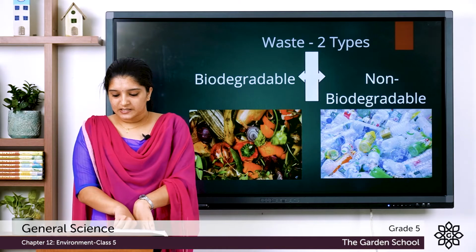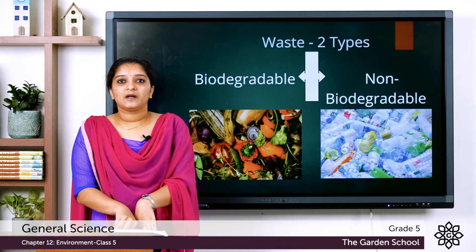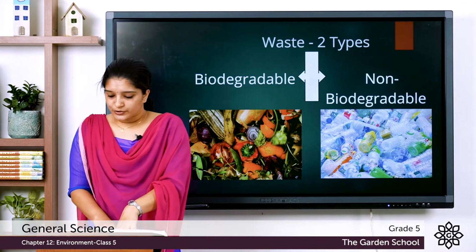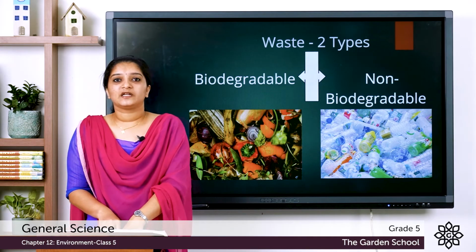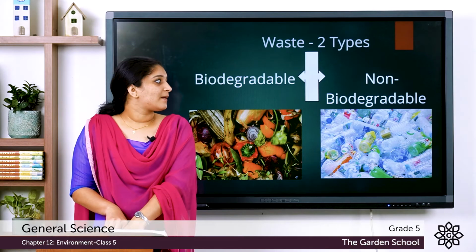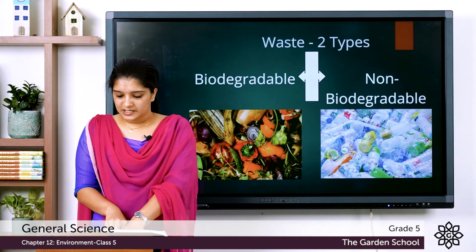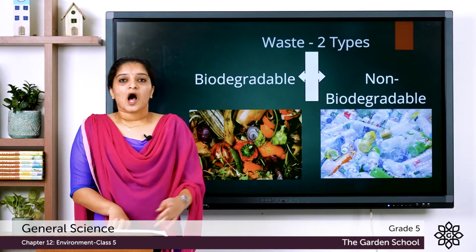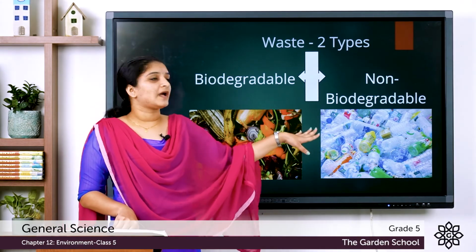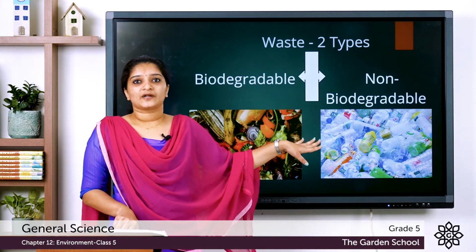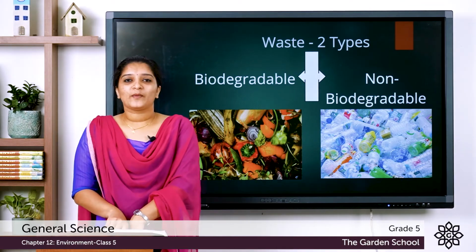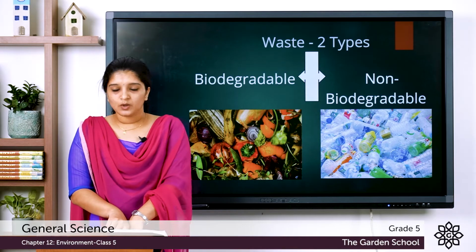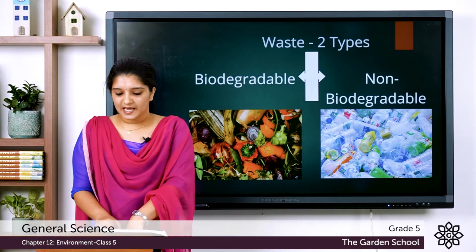Biodegradable waste materials break down naturally and become a part of the soil, while non-biodegradable materials do not degrade easily and they remain in the soil for many years. Examples of non-biodegradable waste materials include plastics, glasses and ceramics. Out of these two types, it is non-biodegradable waste materials that cause land pollution.